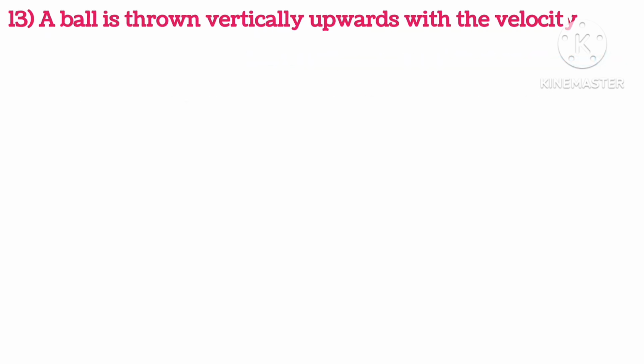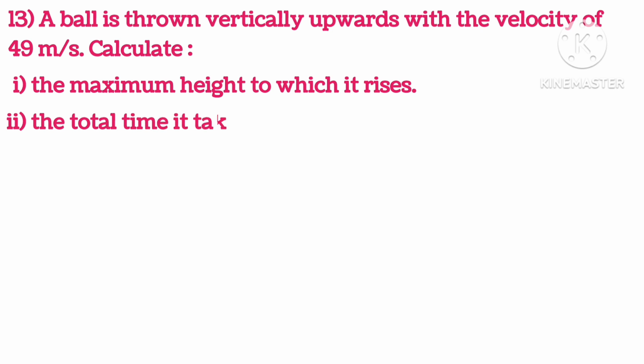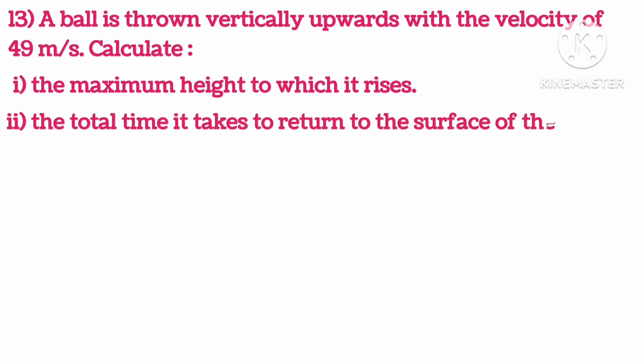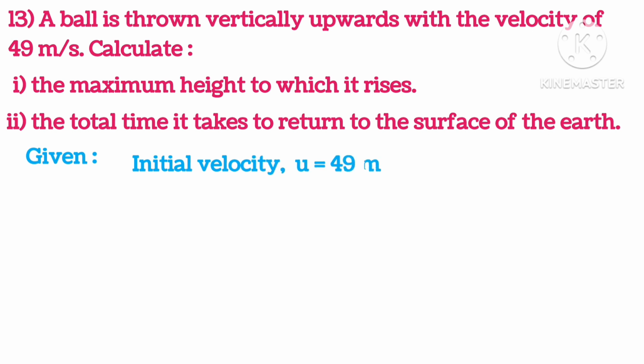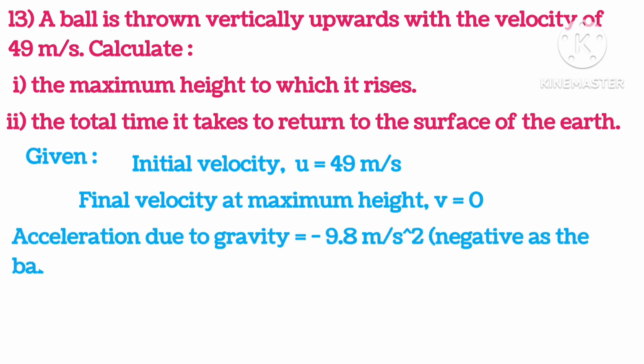A ball is thrown vertically upwards with a velocity of 49 meters per second. Calculate the maximum height to which it rises and the total time it takes to return to the surface of the Earth. Given initial velocity is 49 meters per second, final velocity at maximum height is 0. Acceleration due to gravity is minus 9.8 meters per second squared.